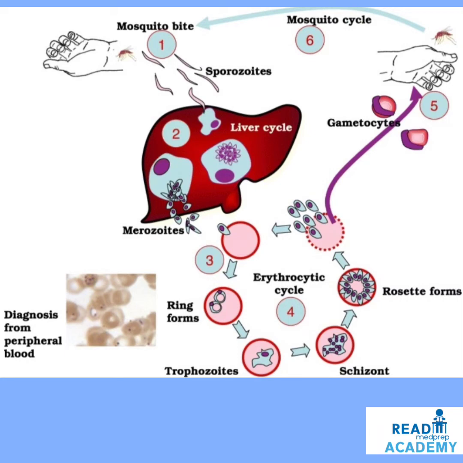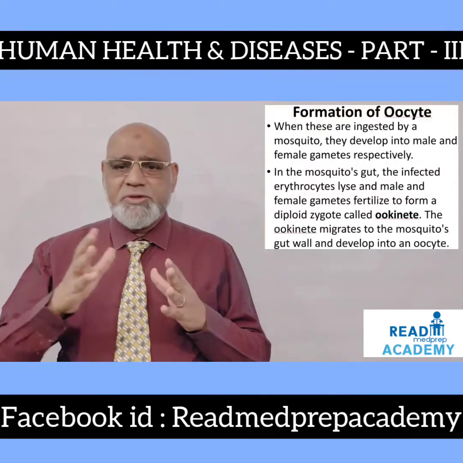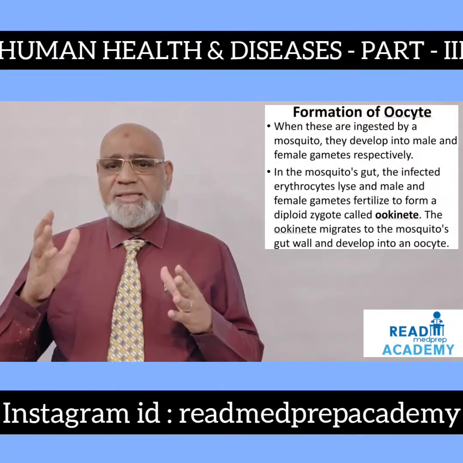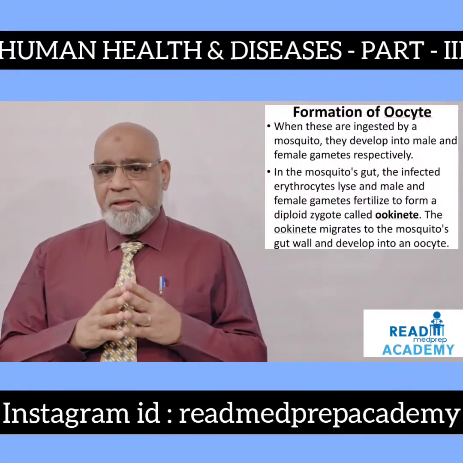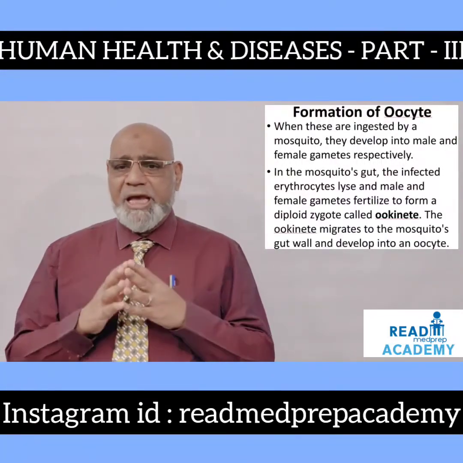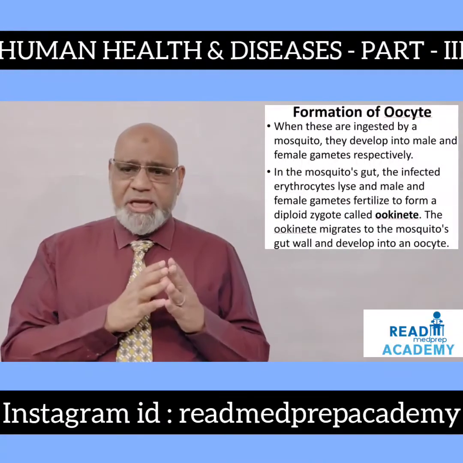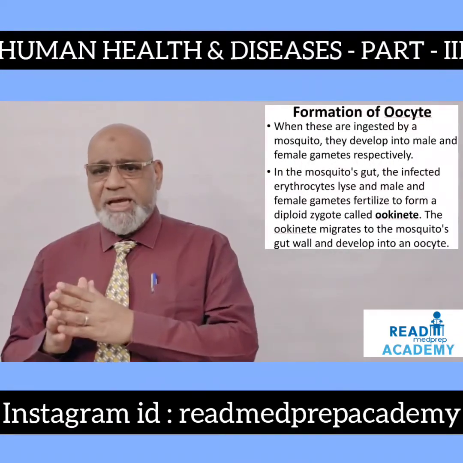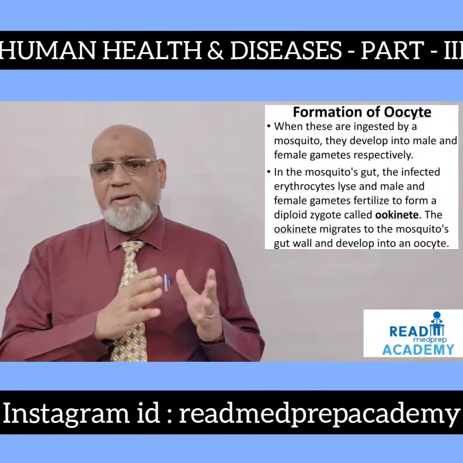Some merozoites get differentiated into gametocytes. The macrogametocytes, which are the female gametocytes, and the microgametocytes, which are the male gametocytes. How does the formation of the oocyst occur? When these are ingested by a mosquito, they develop into male and female gametes respectively. The macrogametocyte develops into the female gamete and the microgametocyte develops into a male gamete.